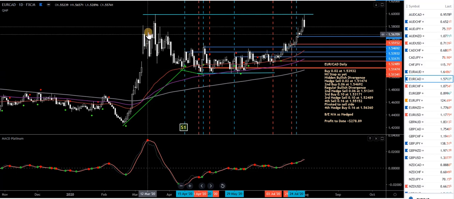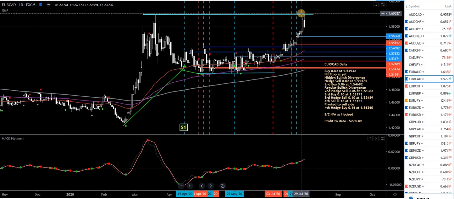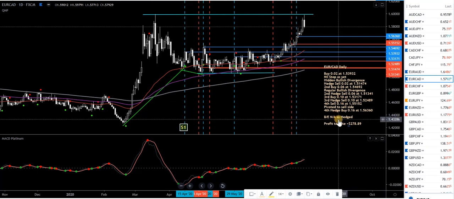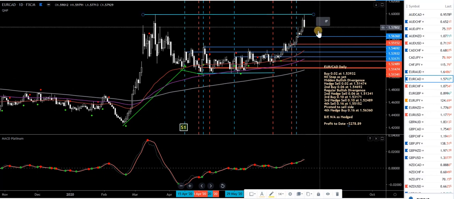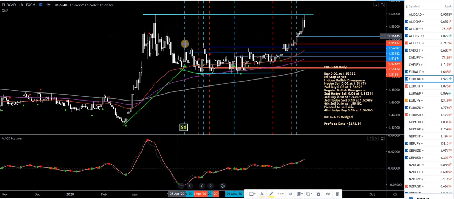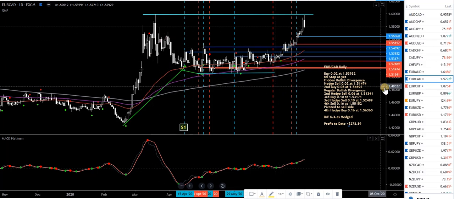Euro CAD, look at that. Got up to this high, bounced straight back down. One sequence, going nowhere fast. Hedged at the moment, looking for a sell. This thing's been ugly. Look at that MACD Platinum. That is just ugly. COVID. See what COVID does to charts.